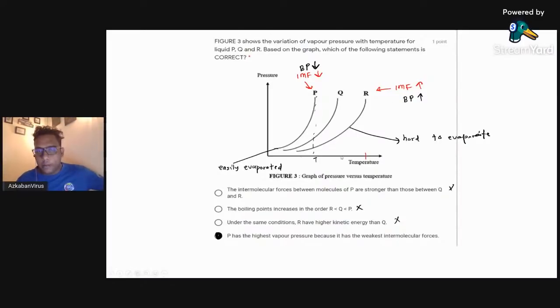Kamu jangan takut tengok benda macam ni. Kamu kena pandai interpret je lah. Ke kamu tembak je soalan ni? Memang tahulah jawab soalan ni.